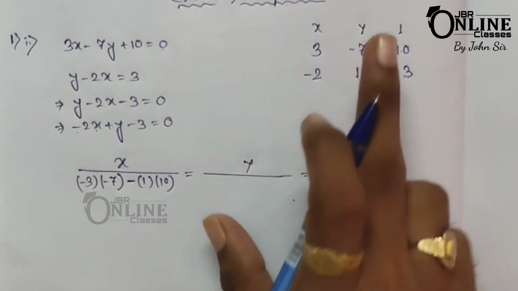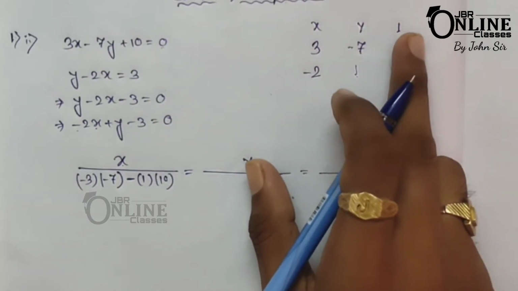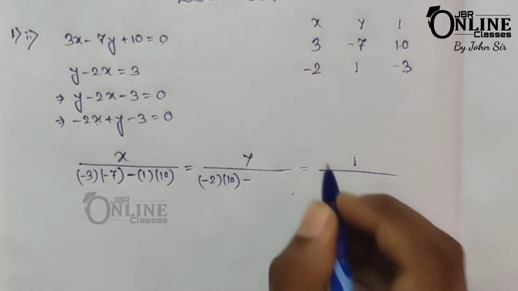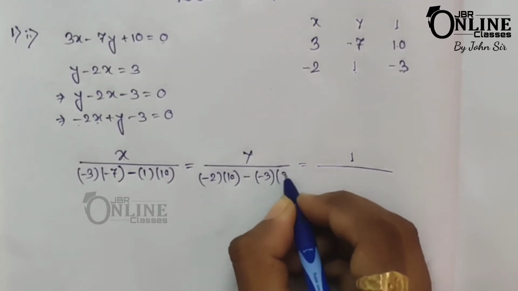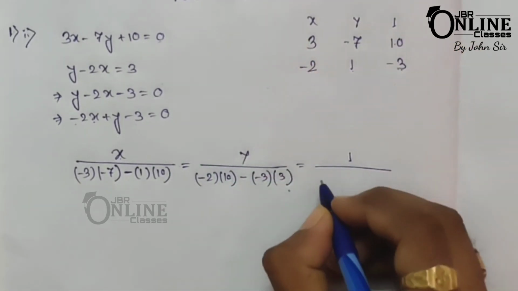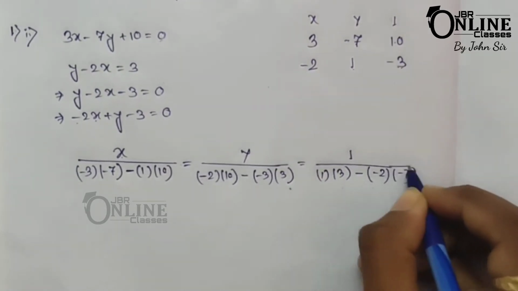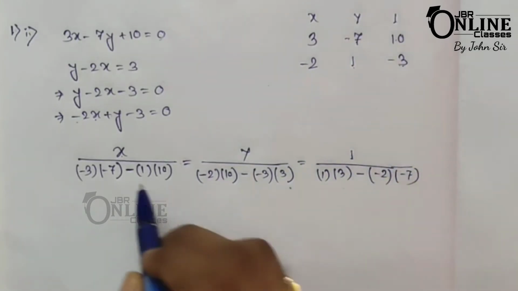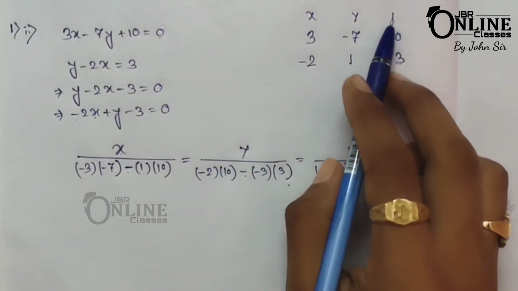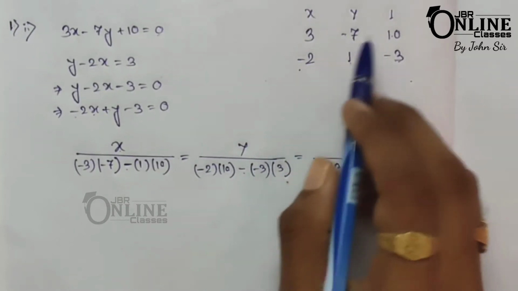Now for the y column, in that case you have to multiply left to right. So here minus 2 into 10, write minus 2 into 10, and here minus always, then minus 3 into 3. Now the last one, right to left again: 1 into 3, minus, and minus 2 into minus 7. Always remember that minus will always be in between the multiplication, and for the x and 1 column you go right to left, and for the y column you go left to right.